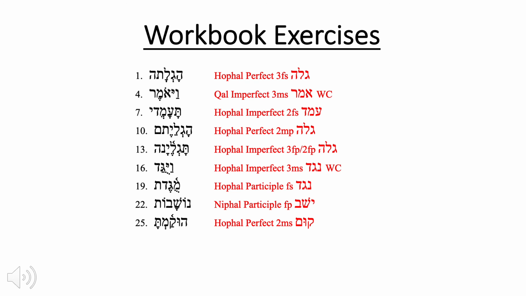This is from kum, kof, shurik, mem. We have the two ms ending on the end there, indicating that this is a perfect, a hafal perfect 2ms.